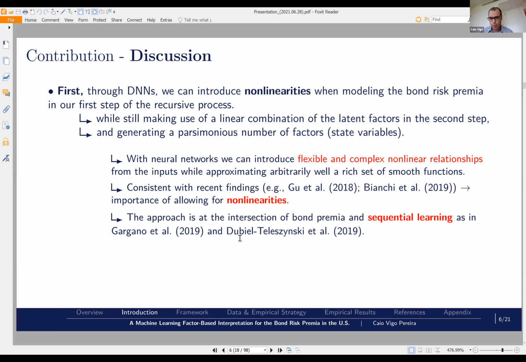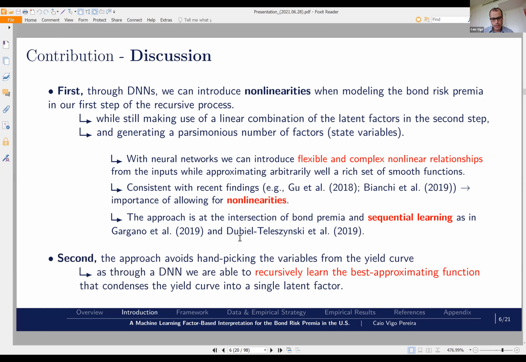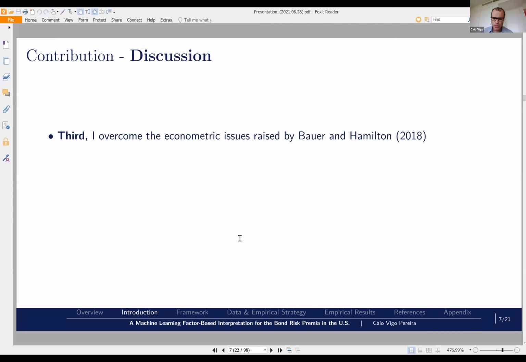Again, I avoid handpicking the variables from the yield curve. I take into consideration the economic theory, and I will use information only from the term structure, the yield curve. And I do this while approximating the function. I overcome the econometric issues.